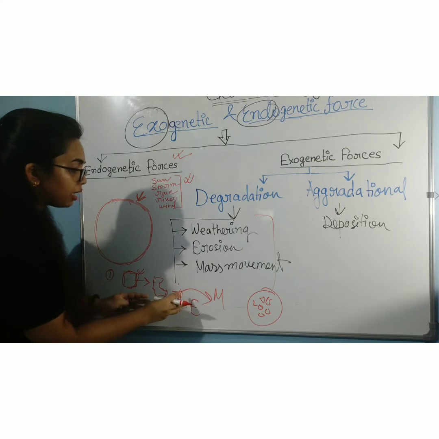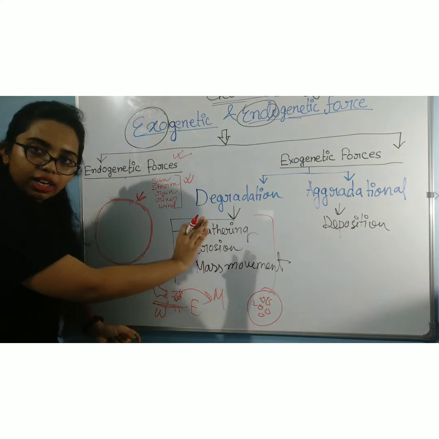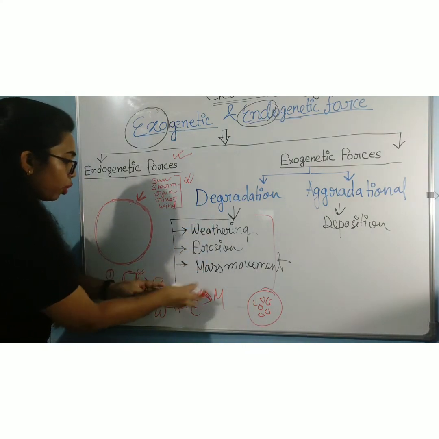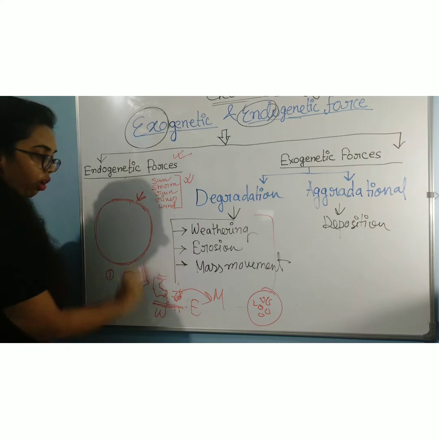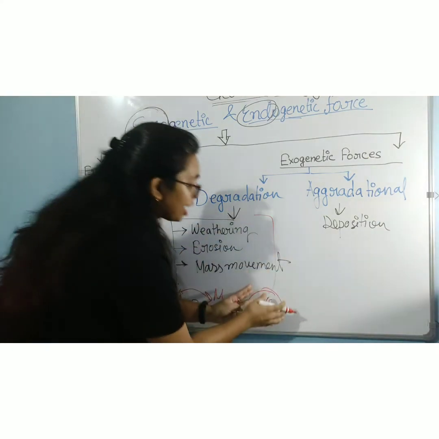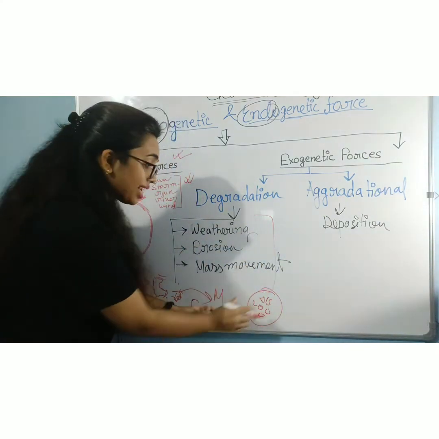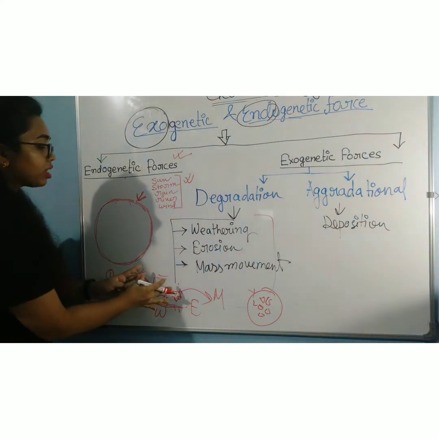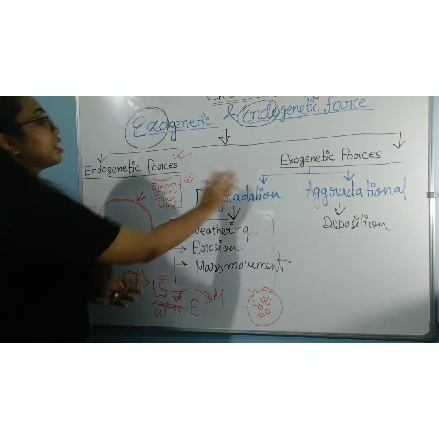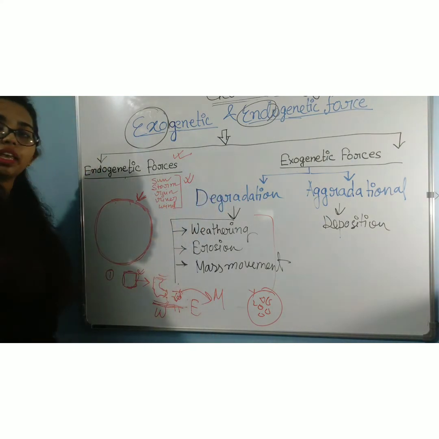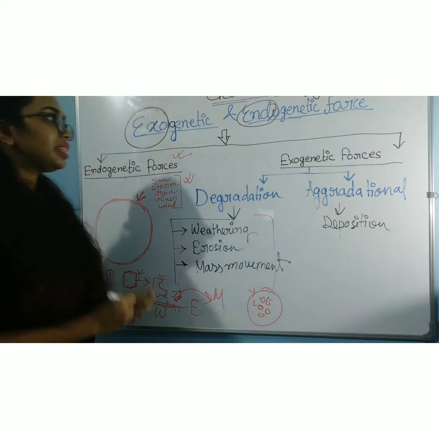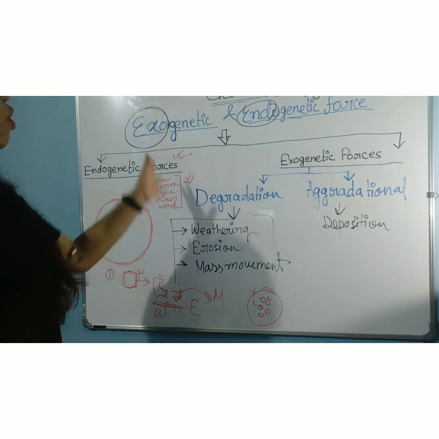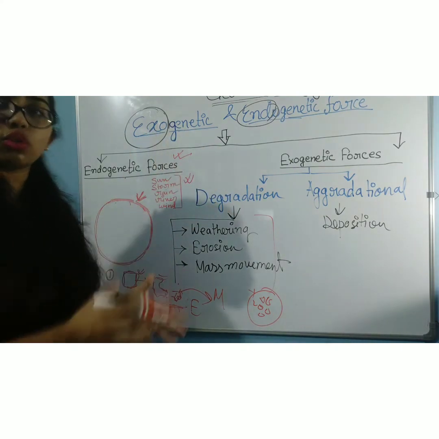The broken particles leave the rock and go away. So the broken particles are leaving that rock, but they are adding somewhere. As they are adding somewhere, that is called aggradation, and as they are removed from here, that is called degradation for that area. So this is the explanation of exogenetic and endogenetic forces.